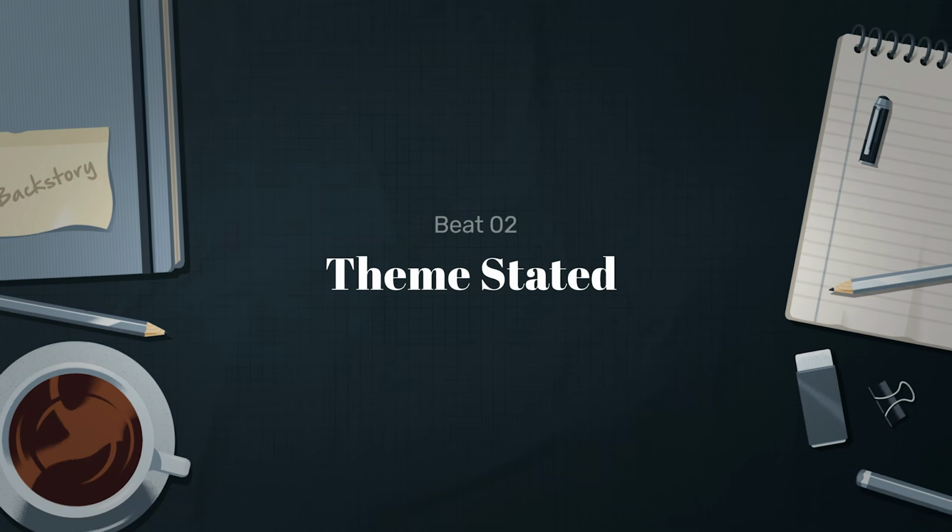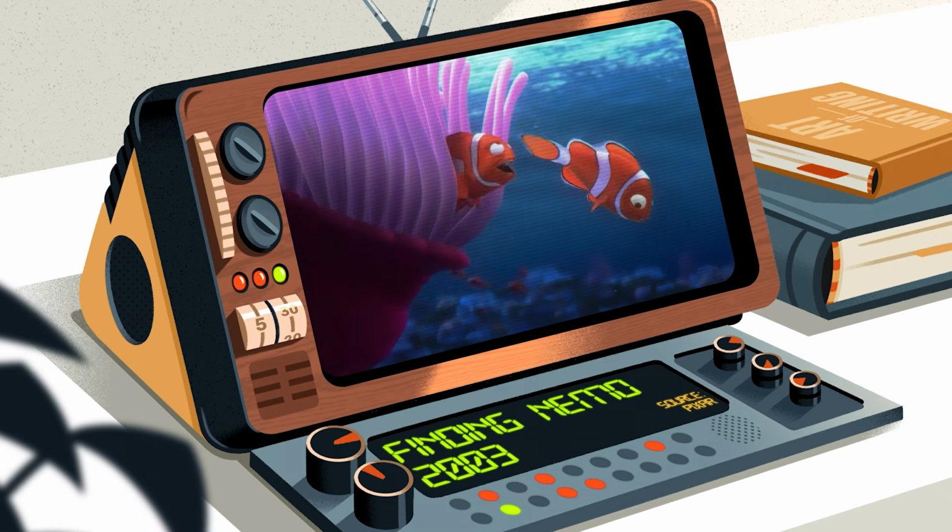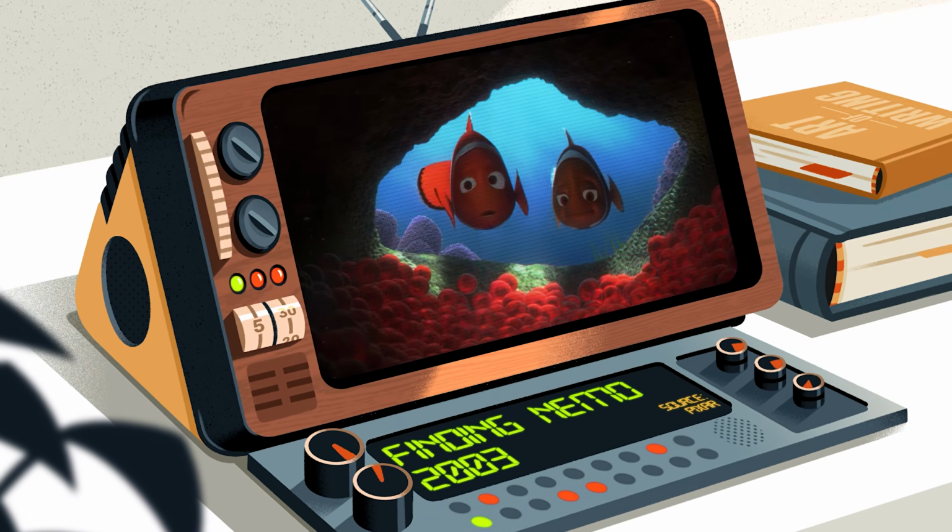Beat 2. Theme stated. Early on, your story should hint at its deeper meaning, its theme. What is this story actually about? Sometimes this comes in the form of a subtle moment that foreshadows your character's journey. Sometimes it is explicitly stated by the characters themselves. In Finding Nemo, the theme of the story is loss. The loss of loved ones and the fear of losing loved ones.